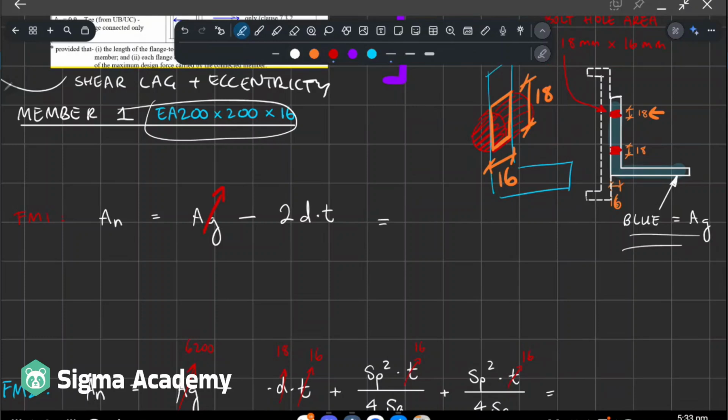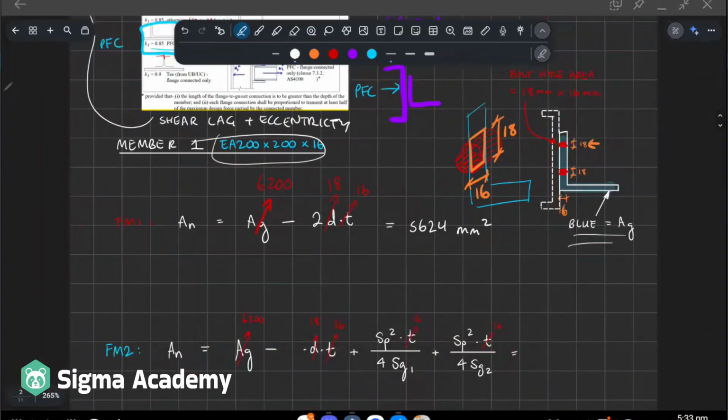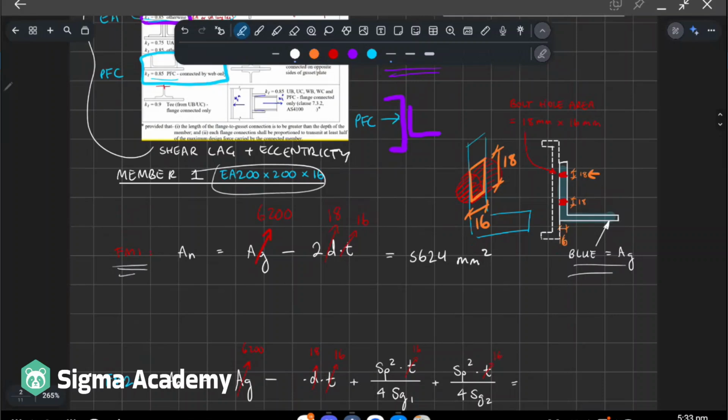Okay, give me one sec. Okay, so we know that AG was 6,200. The hole diameter is 18 and the thickness was 16. All right, so that gives us 5,624 millimeters squared. Okay, so that's just failure mode 1, right? That's just if you have unstaggered holes.